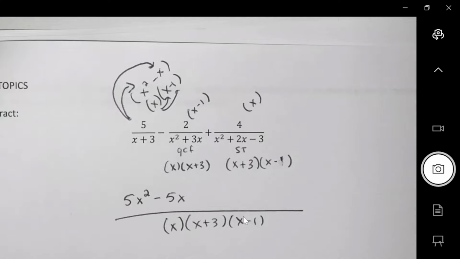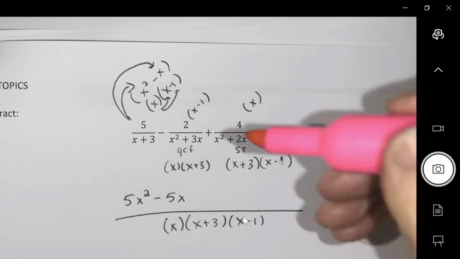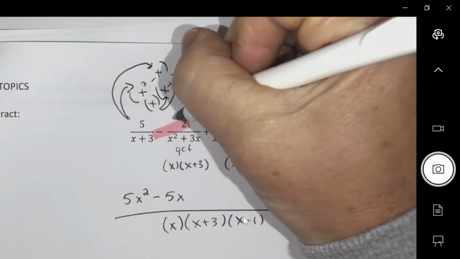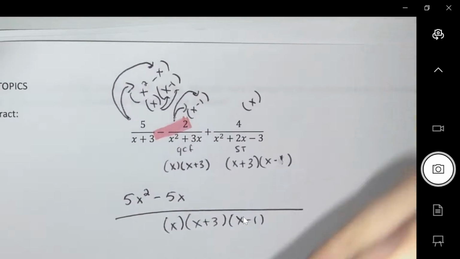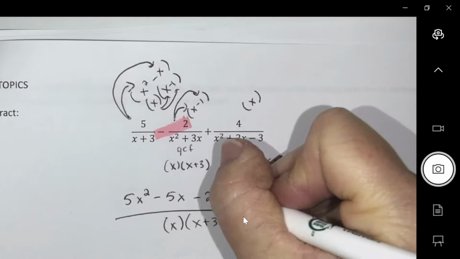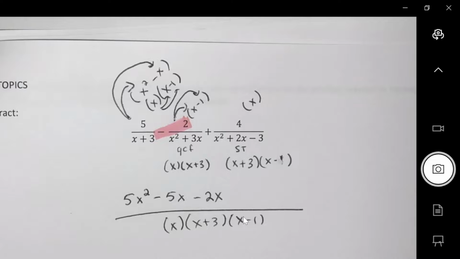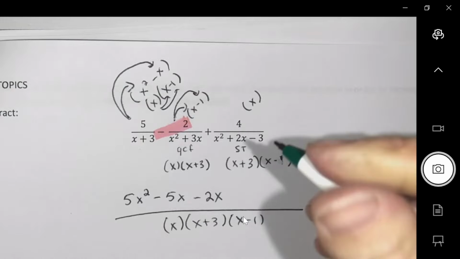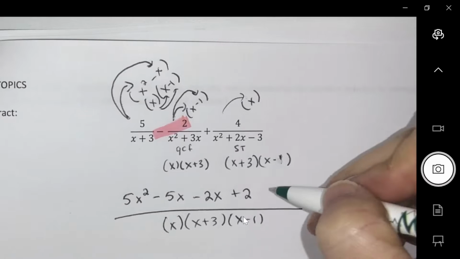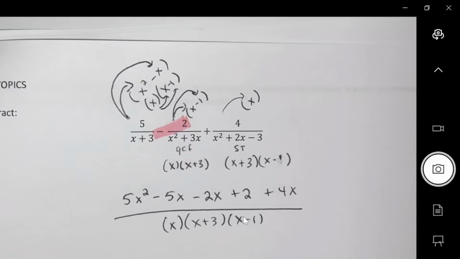All right, now the next one. This is where I trick a lot of people. Don't forget it's a negative 2 that goes through the multiplying. Okay? Don't forget to make that negative 2 go through everything. So minus 2x, and then this is usually where I catch the mistake. Plus 2. And then the last one would be plus 4x. Okay, so just be careful on the distribution stuff.